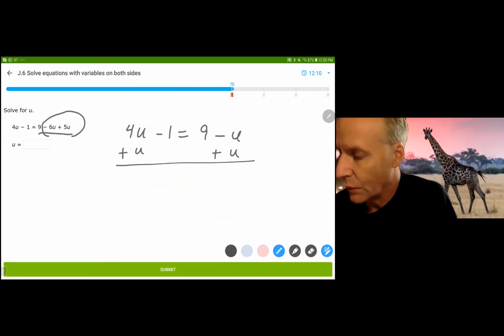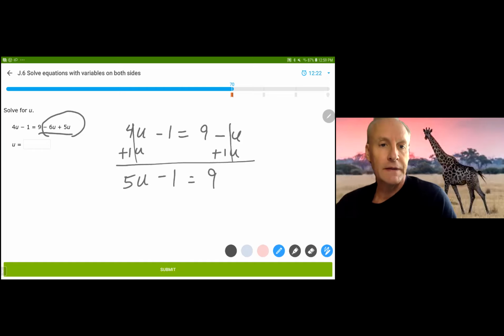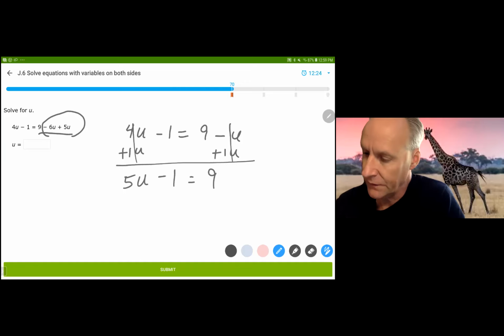By the way, that is 1u, even though you don't see the 1. Oh, sorry, I shouldn't cancel that. That's 5u minus 1 is equal to, that's 9 minus 0, which is 9. Then I add 1 and divide by 5 and get 2.